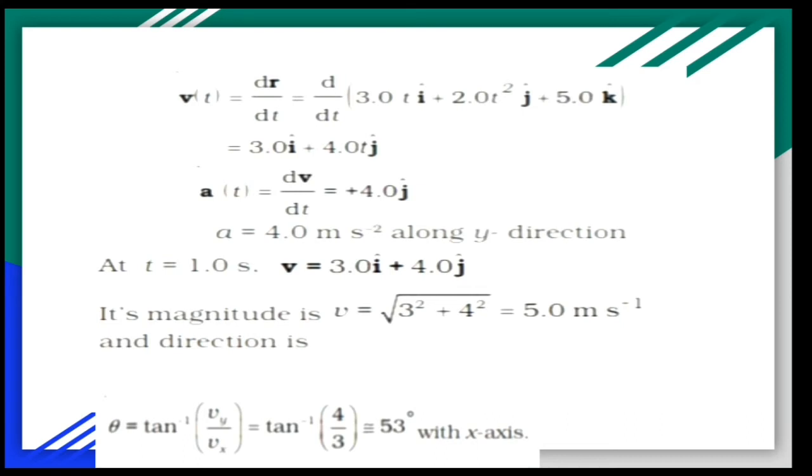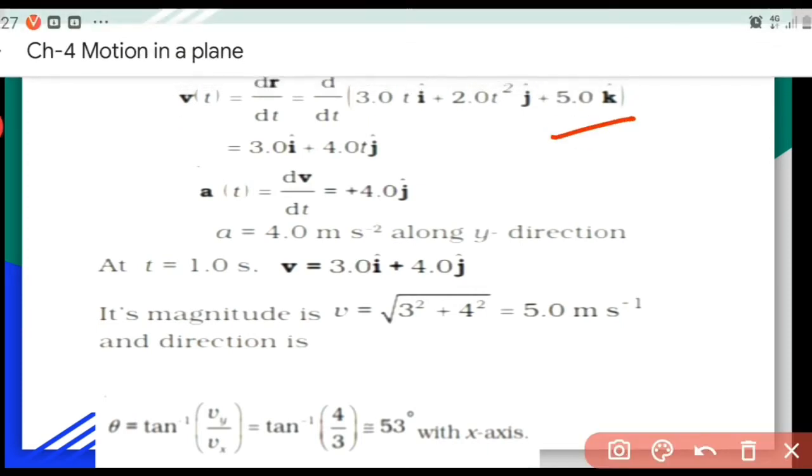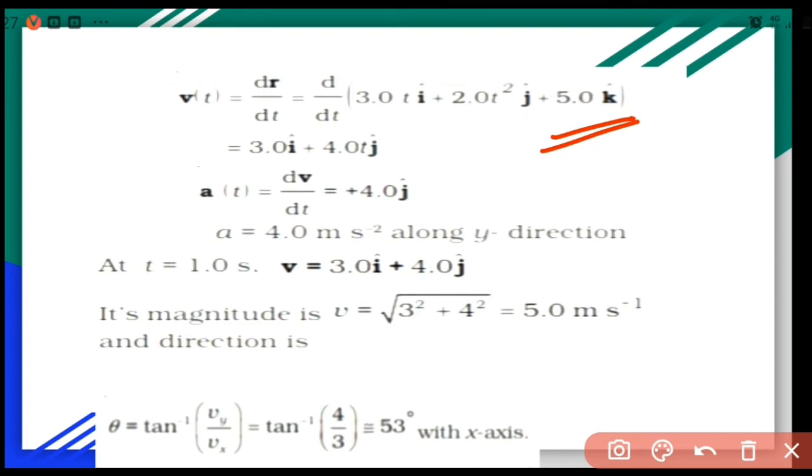So we'll have, see, 5k is constant. So when we differentiate that 5k, you will get 0. So what remains is 3i. So 3t, no, when we differentiate it, it will become 3i plus 4tj. After differentiation of this term, we will have 4tj. So that is velocity. Now differentiating this velocity, we will have acceleration.